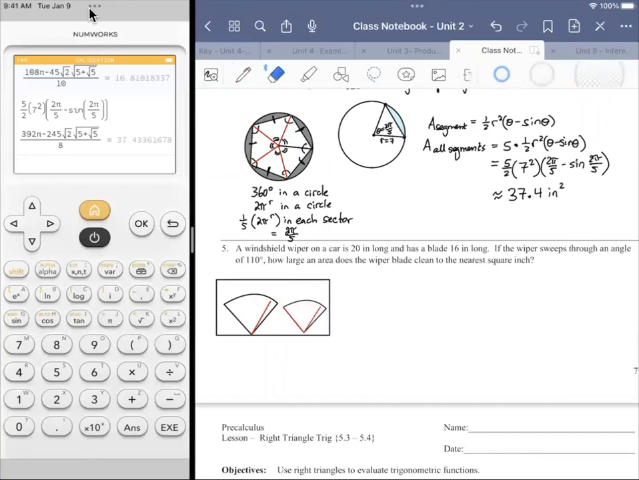So what that looks like is a little bit of a wedge. It looks like a sector of a circle. So what I do is I just kind of pretend that there is a whole circle here.